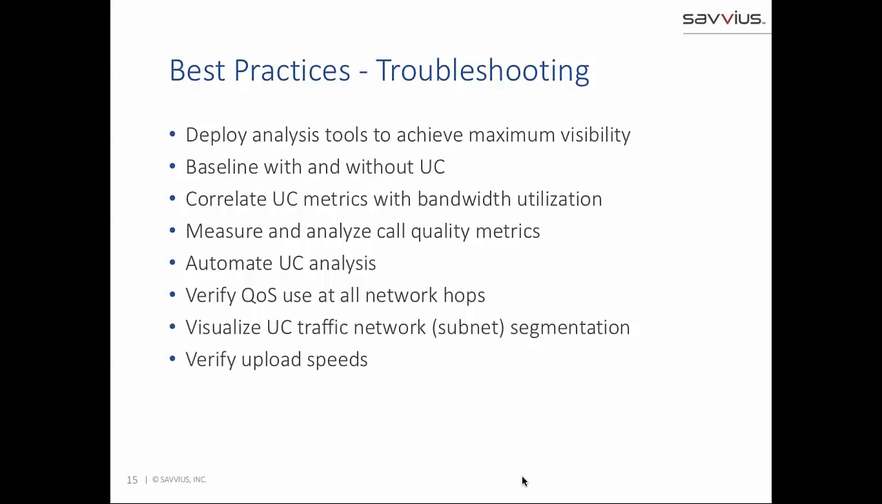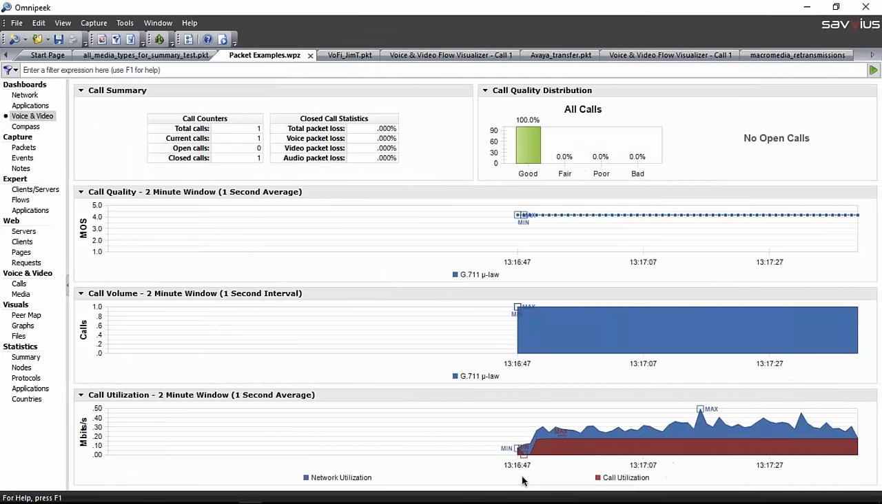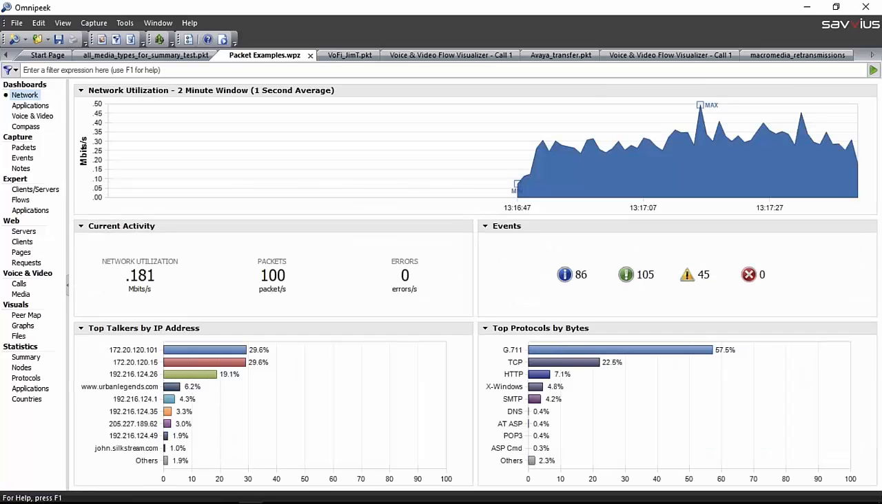So in terms of the troubleshooting, we talked about deploying the analysis to maximum visibility. That was that last slide. One of the things we want to also be able to do is baseline with and without UC. Baselining would basically mean, in terms of something like OmniPeak, having views of your network and your applications. What is the utilization in megabits per second? What does the activity look like?